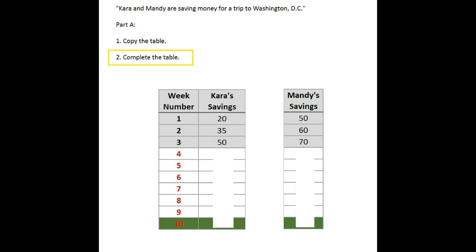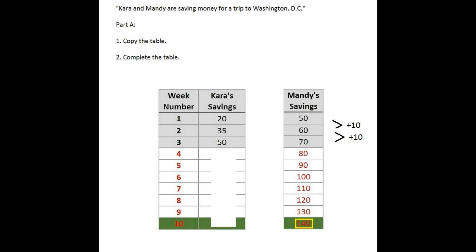So let's look at Mandy's savings first. Every week, she saves an additional $10. Look at the difference between 50 and 60, $10. And again, 60 to 70, $10. So we can predict that the rest of the weeks are just going to be $10 differences. 80, 90, 100 in week 6, 110 in week 7, on down to 140 in week 10.